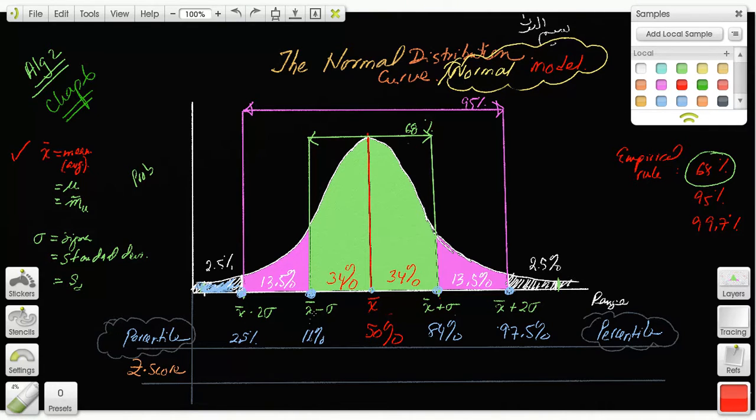Now notice how you get that. You start off with 2.5, you add the 13, and you add the 34, and you add the 34, and keep adding up to get these percentiles.